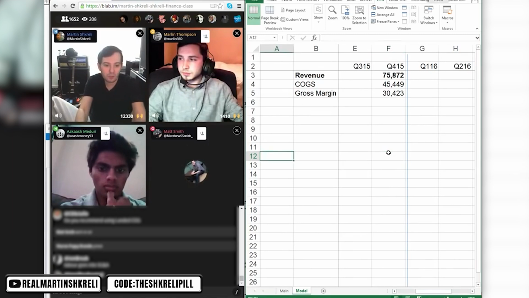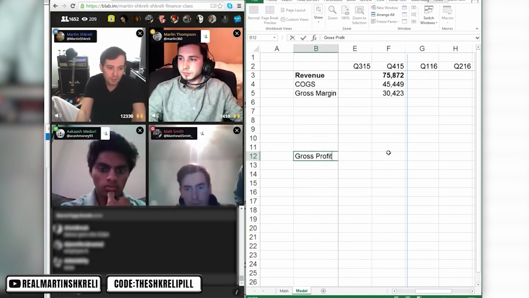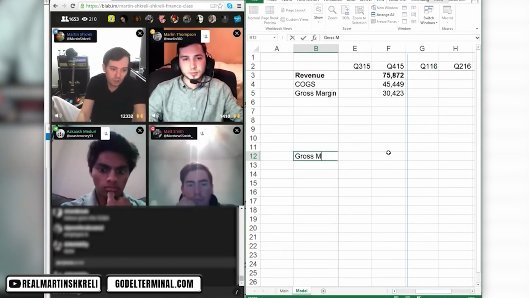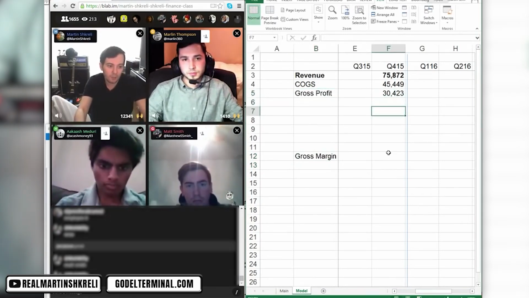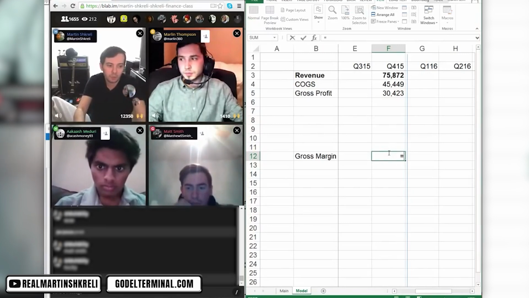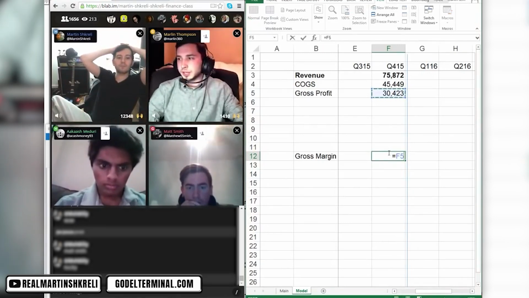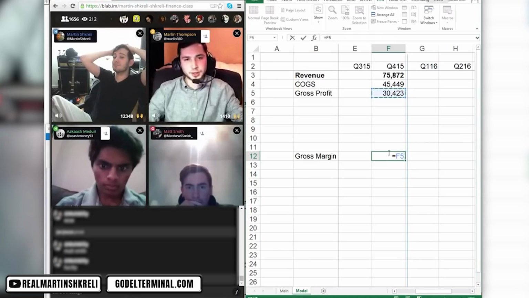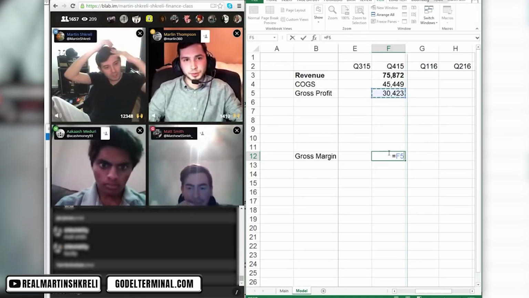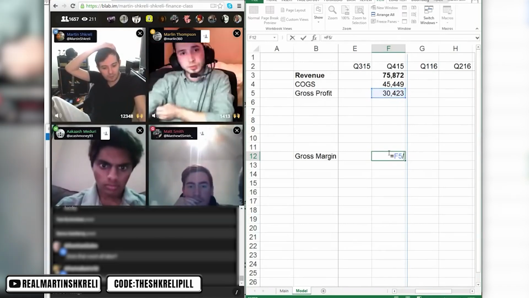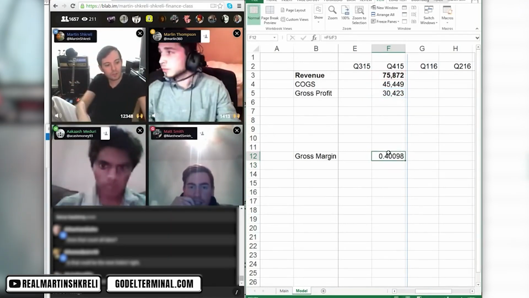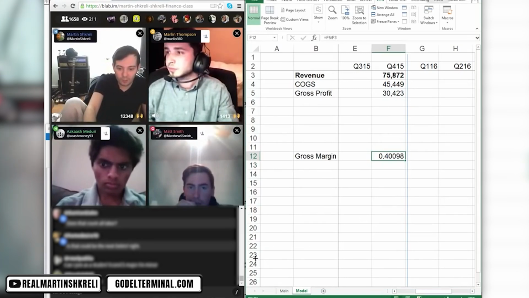So if we actually just do this, we can do gross profit or gross margin percentage. We'll call this gross profit, and we can do the formula. Does anyone know what the formula is? It's your total sales, the revenue, minus your COGS. So that's what gross profit is. As a percentage, gross profit divided by revenue is 40%. And we got a great question from Dan Van Glam.